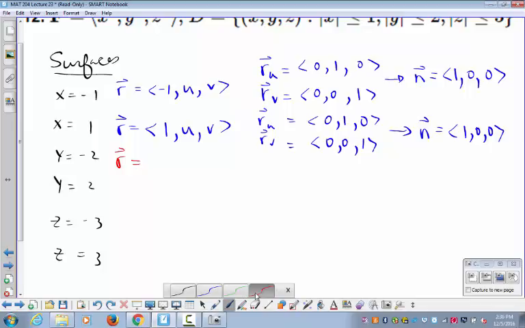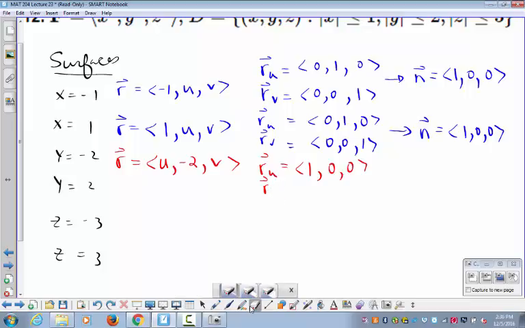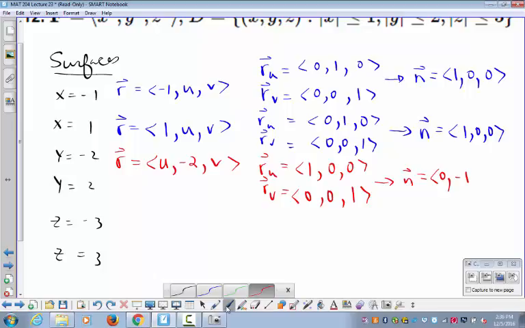So for this one, where y is -2, hopefully you're kind of seeing this pattern here. We're going to do that. And then r sub u would be 1, 0, 0. R sub v will be 0, 0, 1. And when we find this normal vector, cross product, the x component, that's 0 minus 0, middle component 0 minus 1, z component 0, and so we get that.